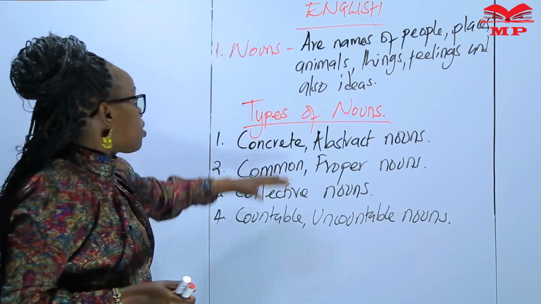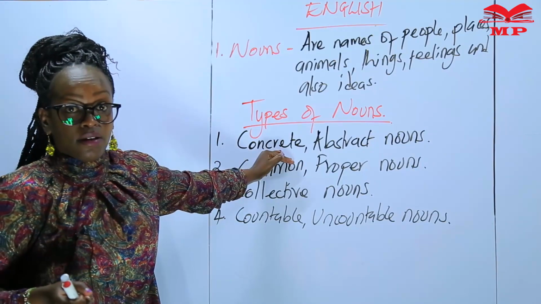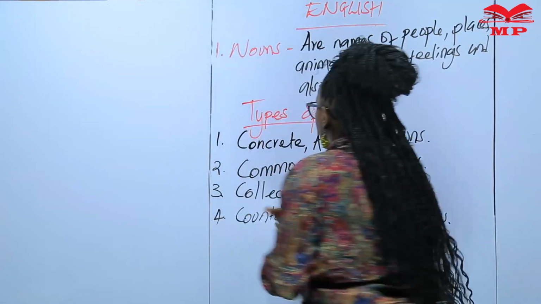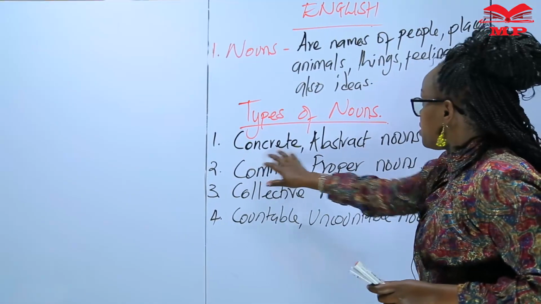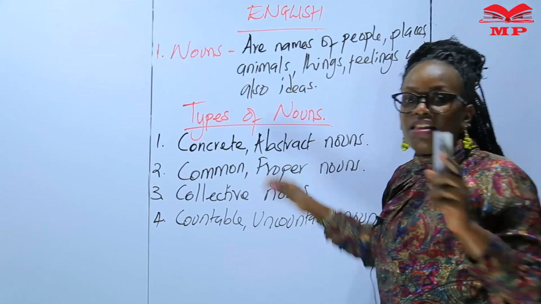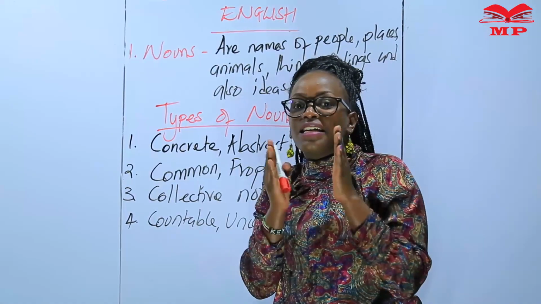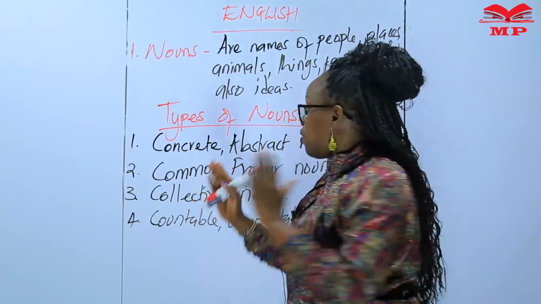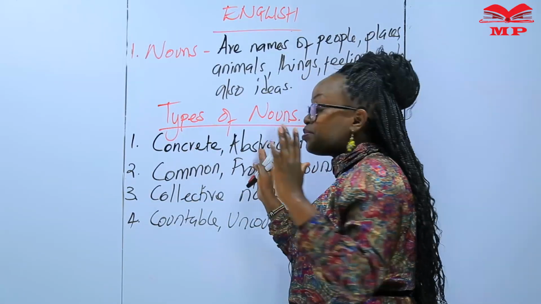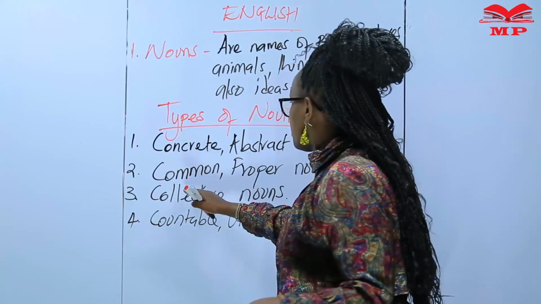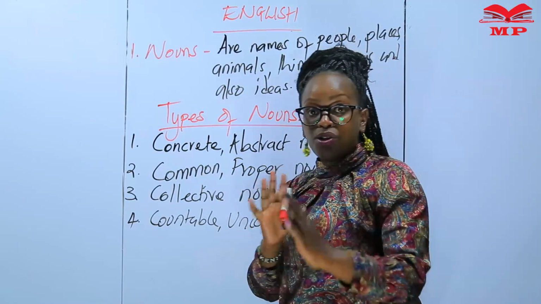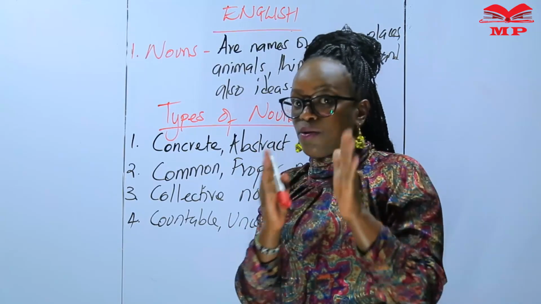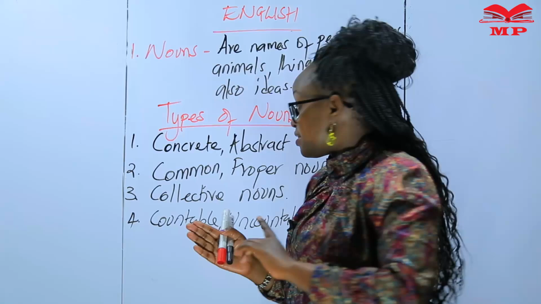If you notice, concrete is a class by itself, and abstract is also another class by itself. The reason why I've written them this way is because concrete and abstract nouns are related. There's a very slight difference between the concrete and the abstract nouns. So we are going to be discussing the concrete and the abstract nouns together, and then discuss common and proper nouns also together, because the difference between those two classes of nouns is a very small difference. I will point it out as we discuss.